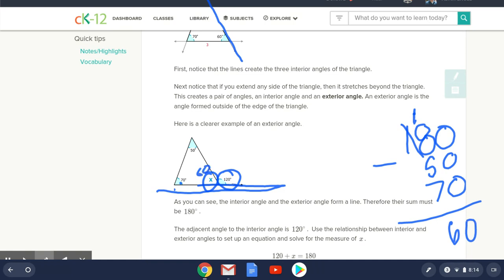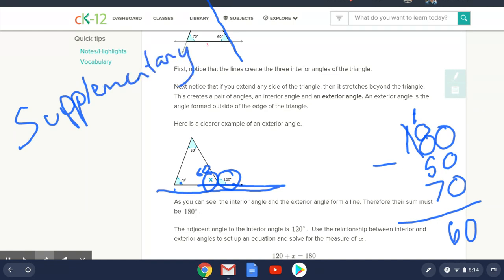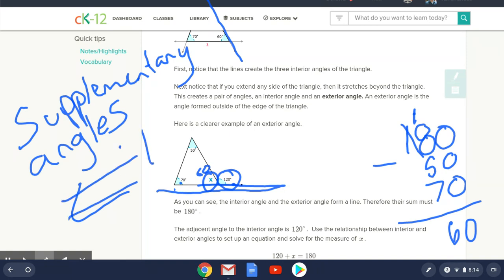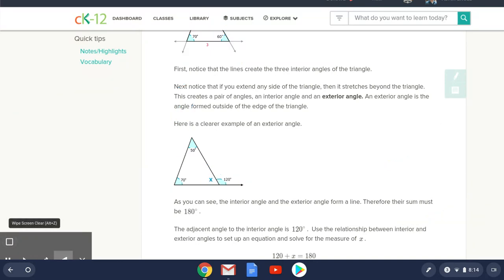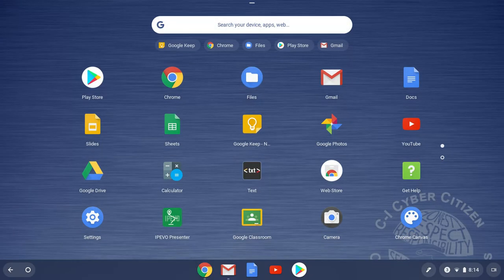But this angle also has to correspond. It has to correspond with its supplementary angle. Remember, supplementary angles have to add up to what degree? Look in your notes. They have to add up to 180 degrees, just like our triangles do. So I'm going to clear this page here. An adjacent angle to the interior angle is 120 degrees.